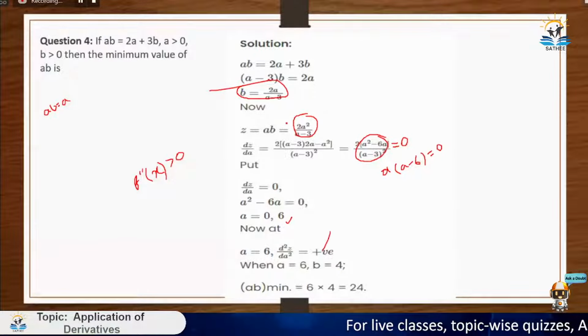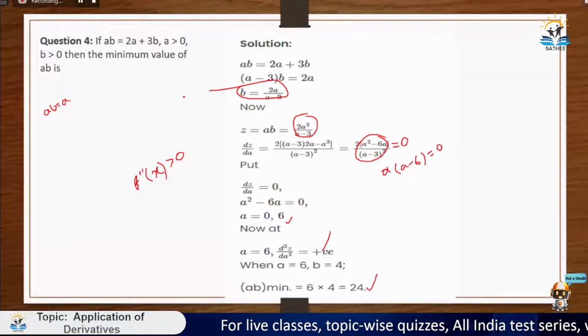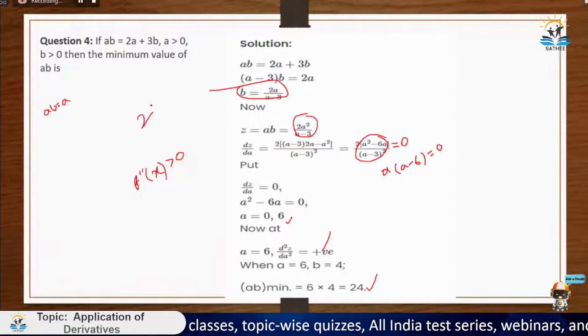So put the value of A equal to 6 here, you will get 2 into 6 squared upon 6 minus 3, that is equal to 24. So the minimum value of AB is equal to 24. So 24 is your answer.